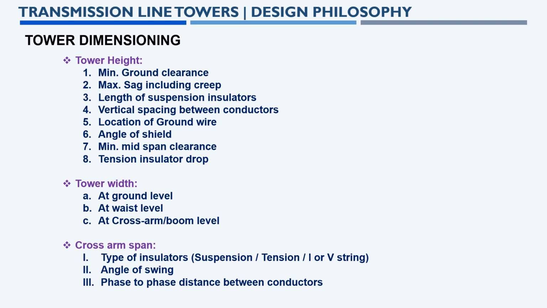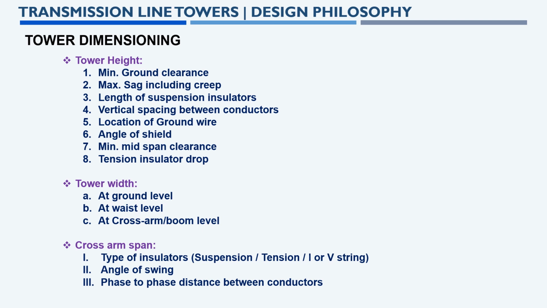To decide the tower width, we need three important things. First, at the ground level, that is the base width of the tower, how much we can extend. We need to check this as per the right of way, that is, how much land is available to occupy for the transmission line tower design. We need to identify that while finalizing the tower width. The next one is the waist level, which is the connection of the gauge and the body. Based upon the cross arm, this waist level will vary.